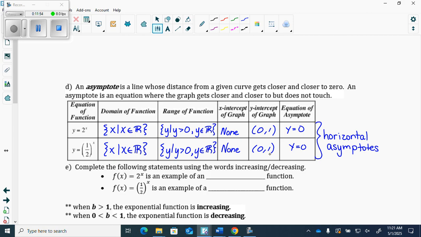Then here it says, complete the following statements using the words increasing or decreasing. F of x equals 2 to the x is an example of what? Increasing, because remember, as the b value is greater than 1, the graph grows. It's a growth function, right? So it's an increasing function.